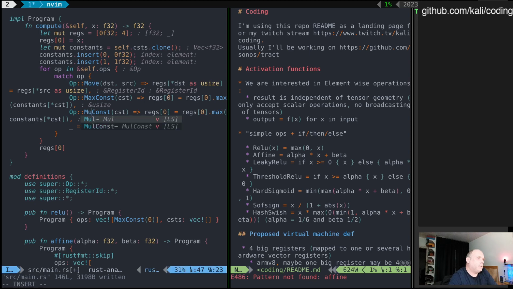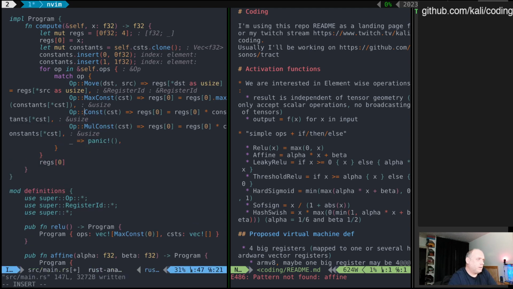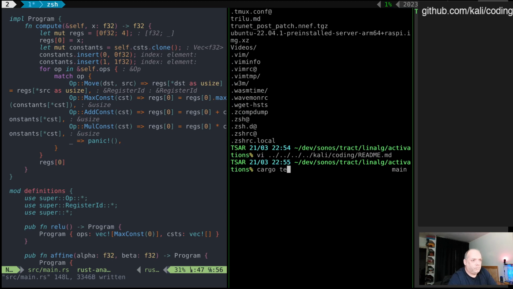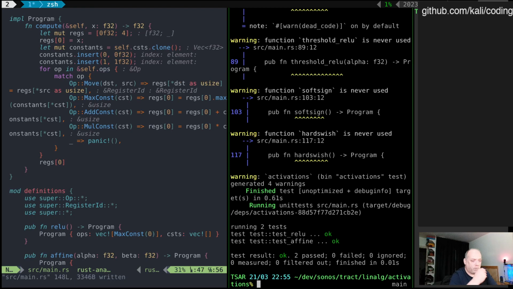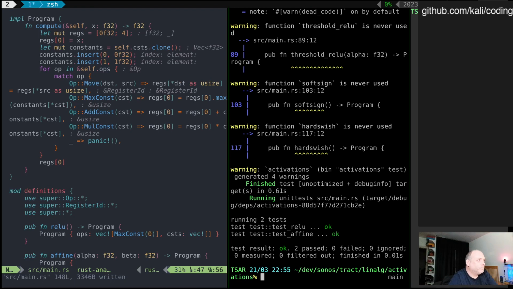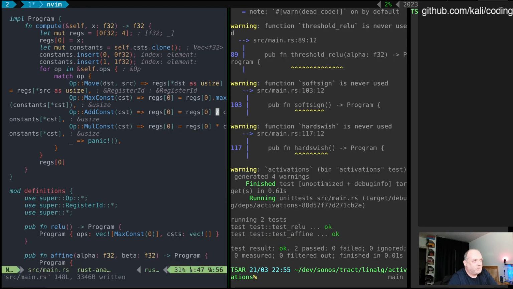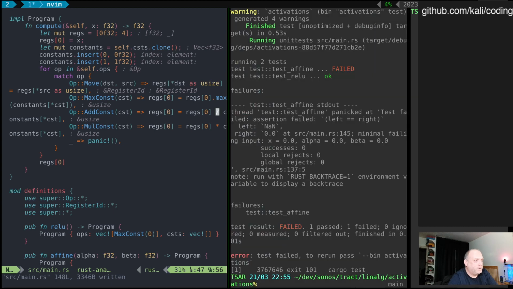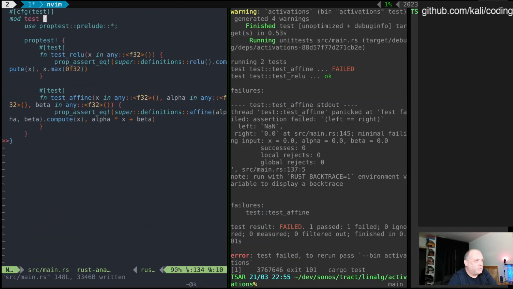So mul const is the same as max const, except we're doing mul. And add const is the same as mul const, except we're doing plus. Let's try it. Incredible. It's highly suspect at this stage. No, it's testing. Okay, that's just good.